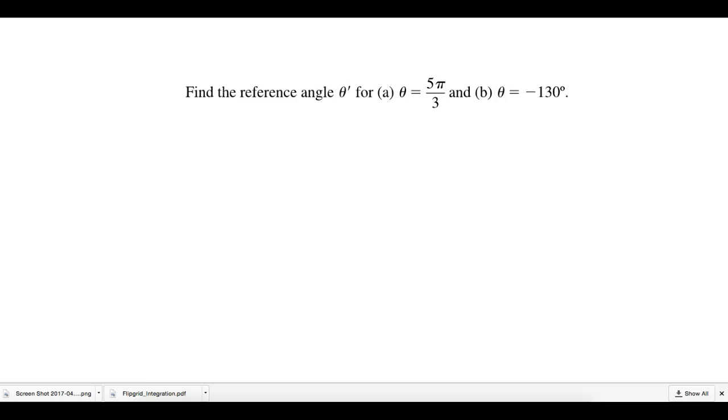Okay, here's video number 3 for section 9.3. So you've done some work with finding the sines, cosines, and tangents using points and the unit circle. Now we're going to introduce a new vocab word for you. Here we want to find the reference angle for two different angles.